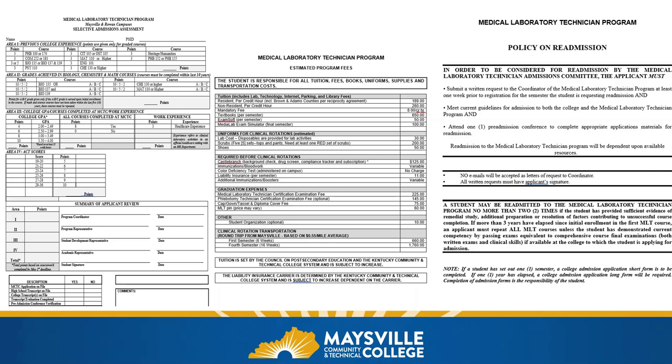Previous college course experience, grades achieved in science and math courses, college GPA, whether or not you've completed all courses at MCTC, if you have healthcare work experience, and also ACT scores if you have taken that test. You will be assigned points based upon this point system.